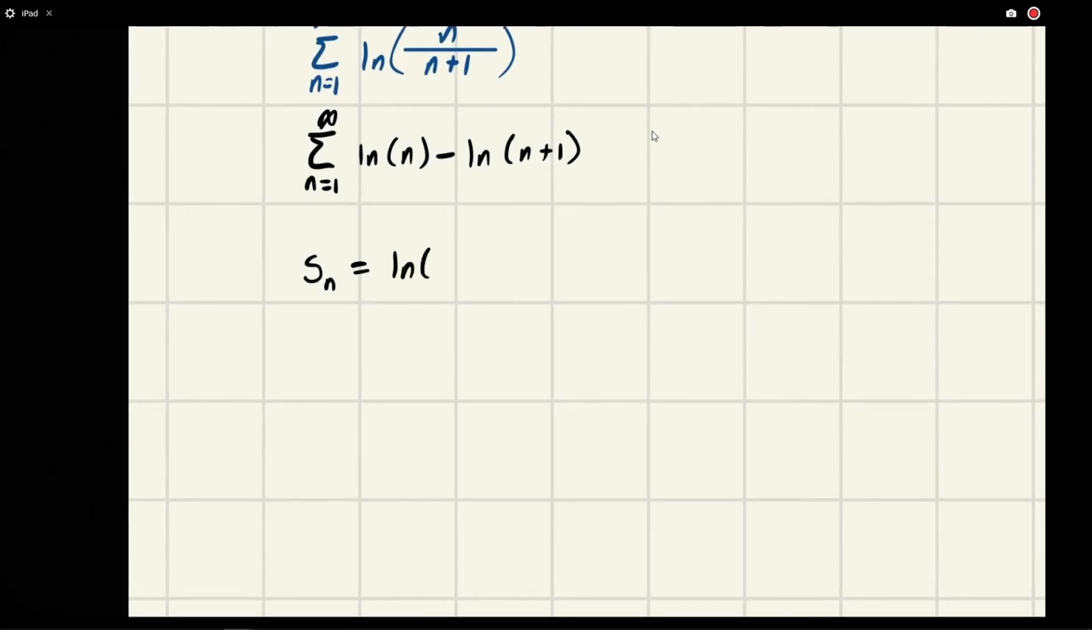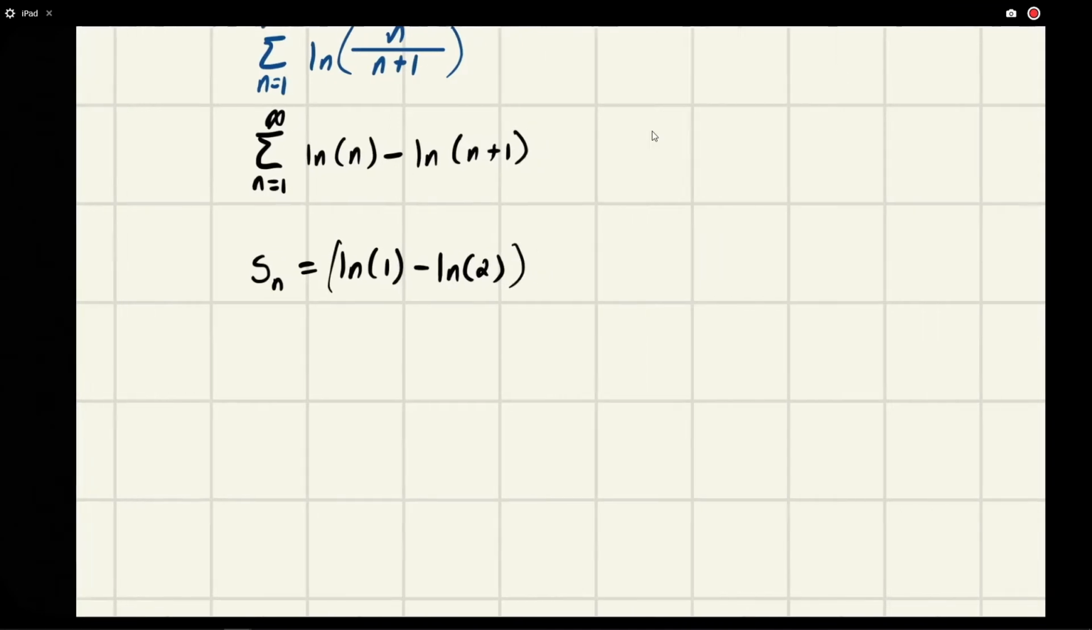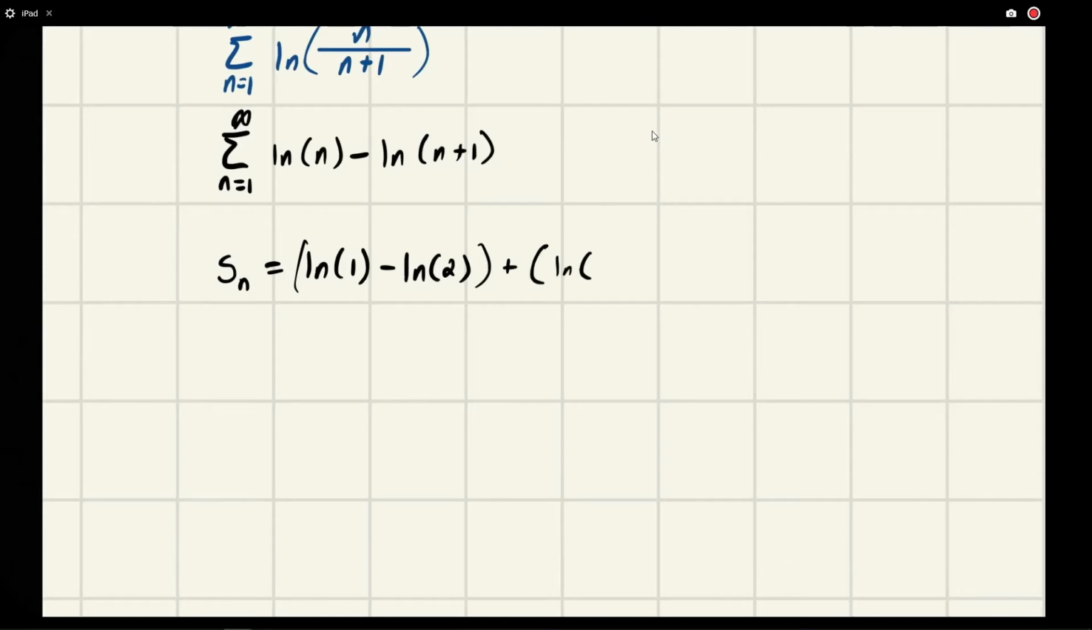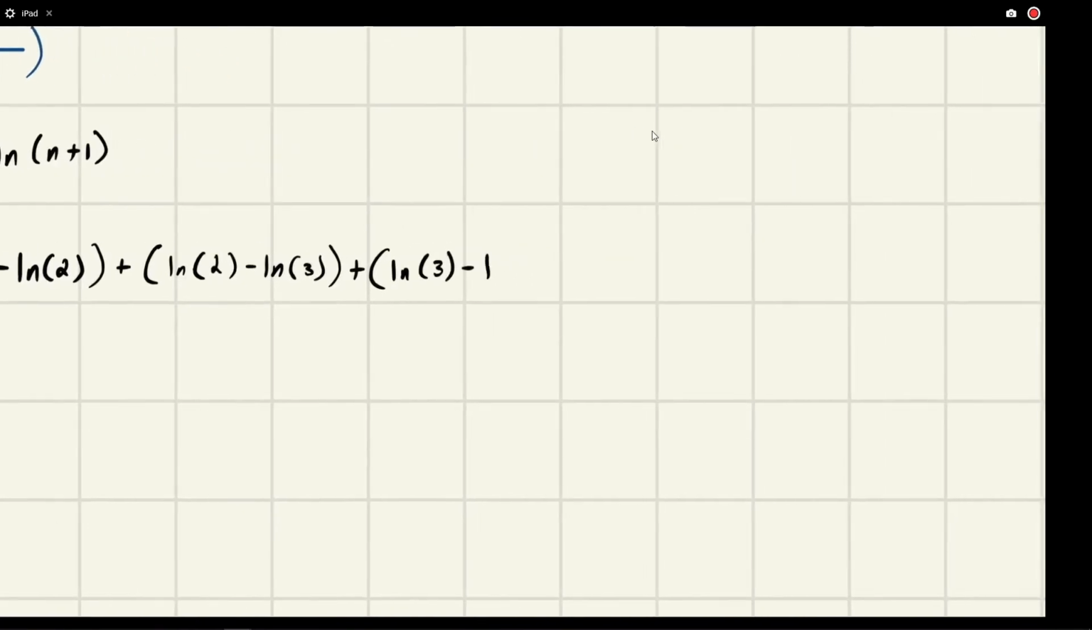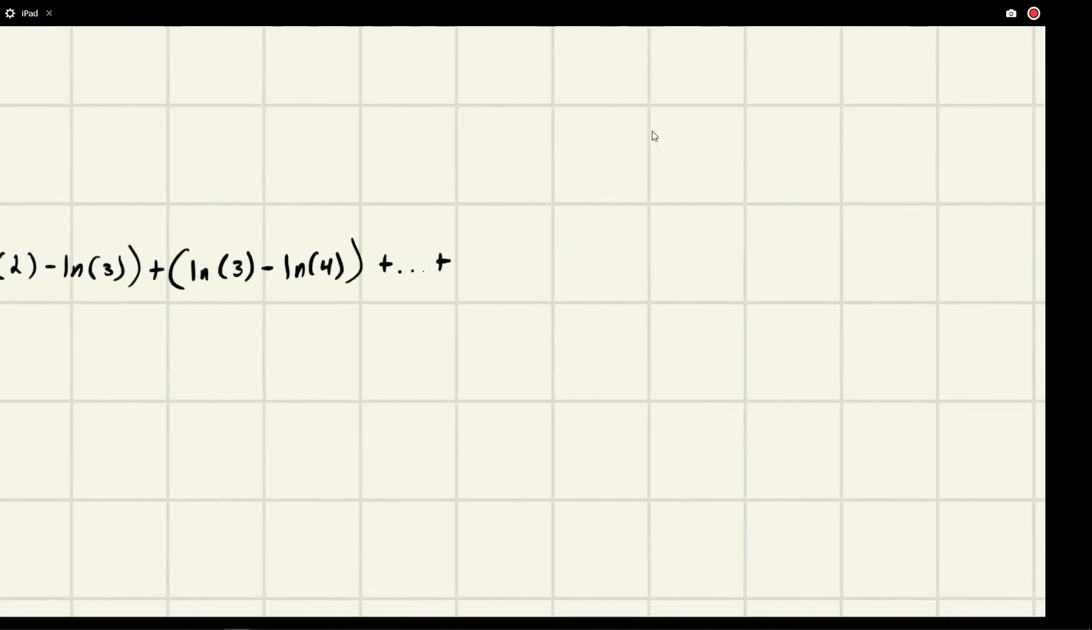So we'll have the natural log of 1, for n equals 1, minus the natural log of 2. And then go ahead and put these in parentheses. And then we have plus the natural log of 2 minus the natural log of 3, plus, and then we'll do one more and then we'll write the abstract. Natural log of 3 minus the natural log of 4. And then we have plus, dot, dot, dot, plus the natural log of n minus the natural log of n plus 1.